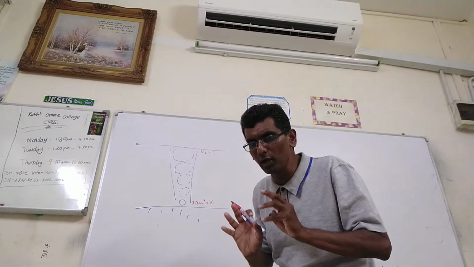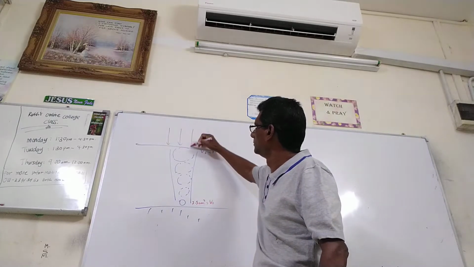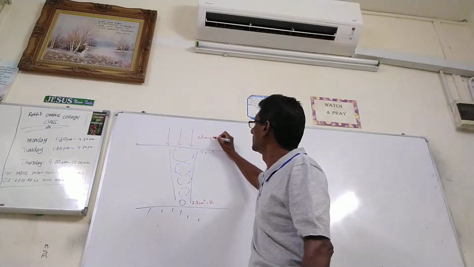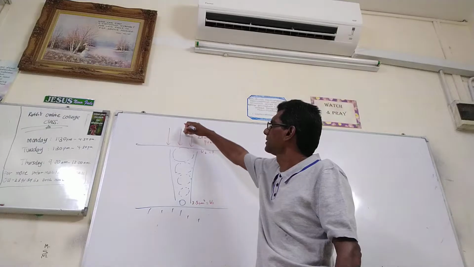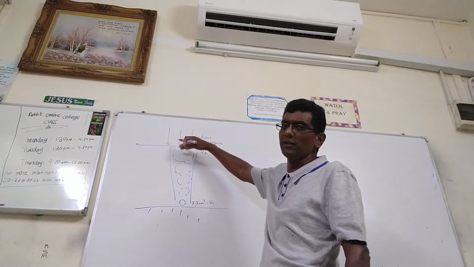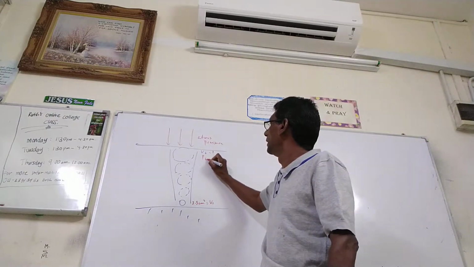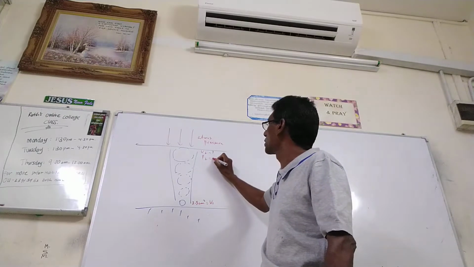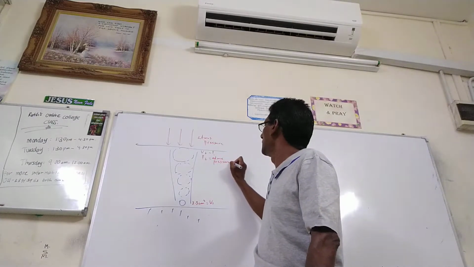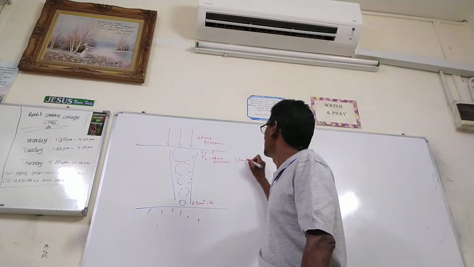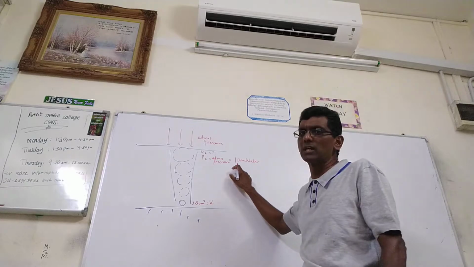We have to know the pressure now. The pressure here is atmospheric pressure. On the surface, atmospheric pressure is acting. So P2, the pressure 2, is atmospheric pressure, which equals 10 meter water.